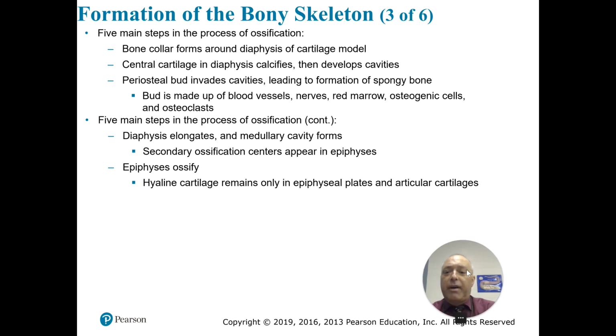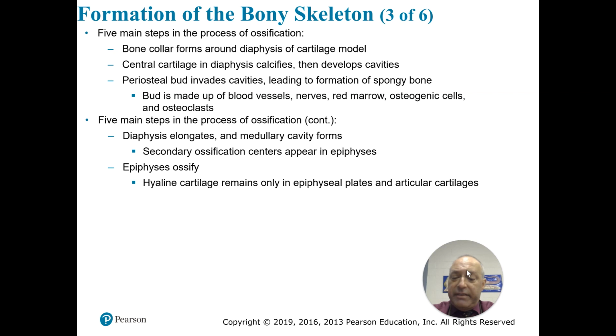So there are 5 main steps of ossification. The bone collar forms around the diaphysis of the cartilage model. The central cartilage in the diaphysis calcifies, then develops cavities. The periosteal bud invades cavities, leading to formation of spongy bone. The bud is made up of blood vessels, nerves, marrow, osteogenic cells, and osteoclasts. So the 5 main steps in this process of ossification, I'm going to go through a couple of them here. The diaphysis elongates, and the medullary cavity forms. And then secondary ossification centers appear in the epiphysis.